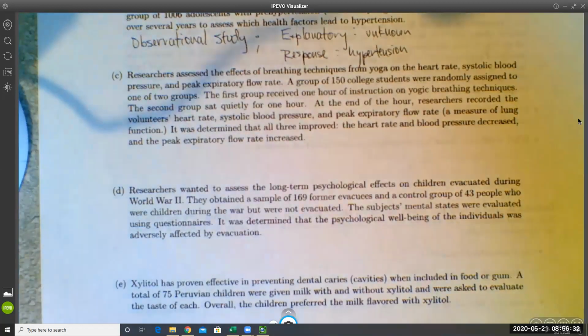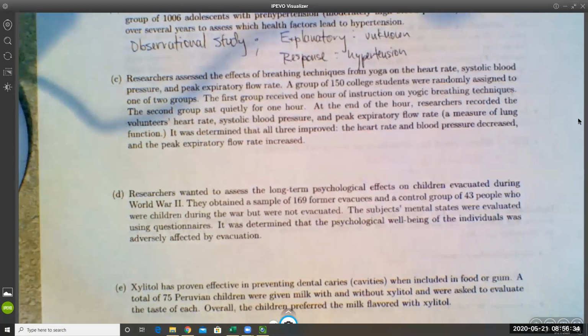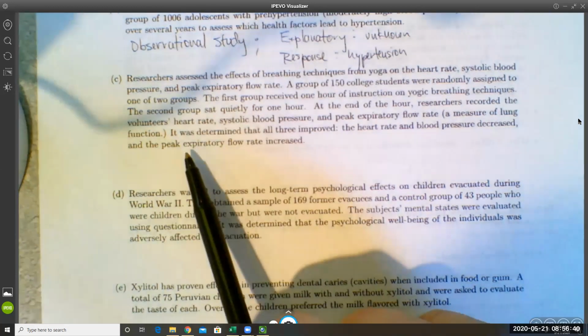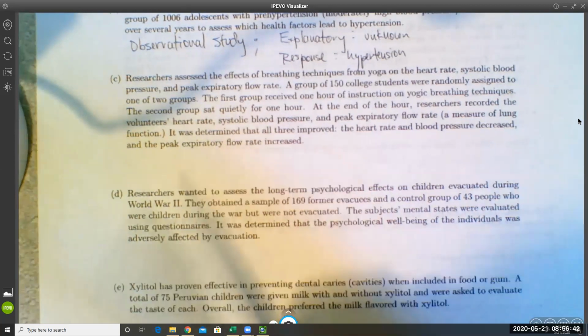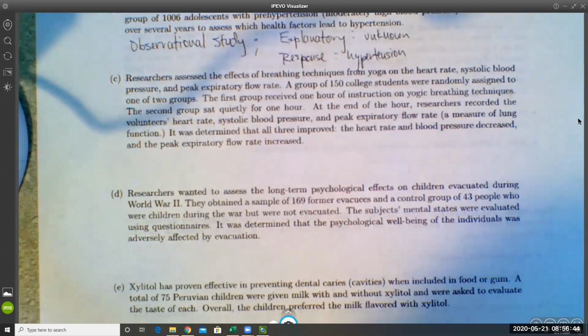Okay, I'm going to go ahead and give my answers. So in part C here, it says researchers assess the effects of breathing techniques from yoga on the heart rate, systolic blood pressure, and peak expiratory flow rate. A group of 150 college students were randomly assigned to one of 2 groups. The first group received 1 hour of instruction. The second group sat quietly for an hour.